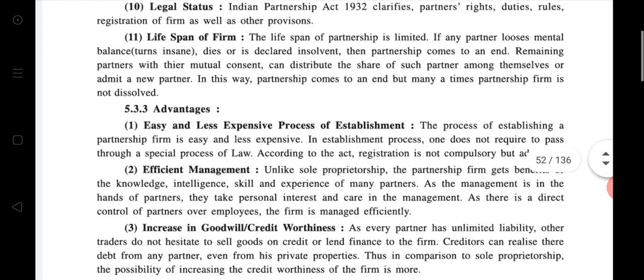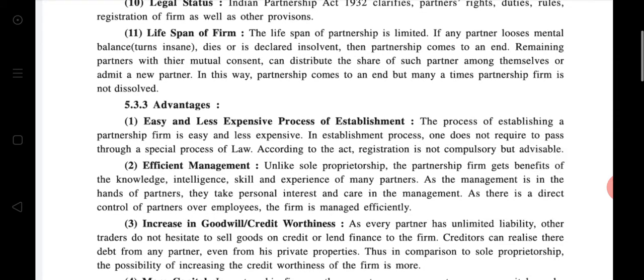Then the lifespan of the firm. The lifespan of the partnership is limited. If any partner loses mental balance, dies or is declared insolvent, then the partnership comes to an end. And the remaining partners, with mutual consent, can distribute the share of such a partner among themselves or admit a new partner. Clear?